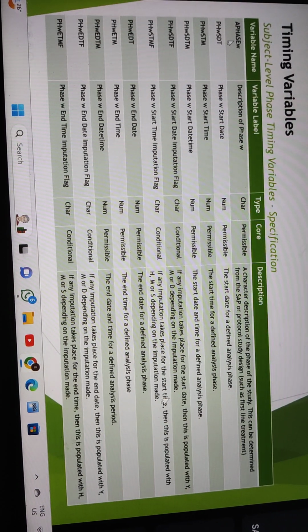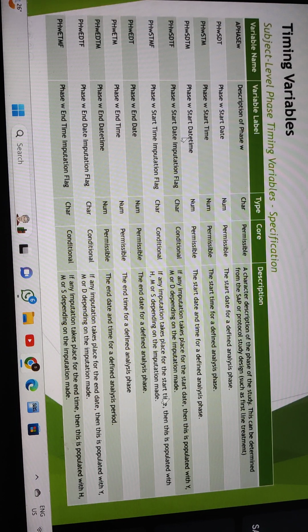So for example, again you have the phase start date, then start time, then start date and time, and then the imputation flag for the date and the imputation flag for the time. Again the phase end date, phase end time, and the phase end date and time. Again it's a date imputation flag and then a time imputation flag. That will be repeated.